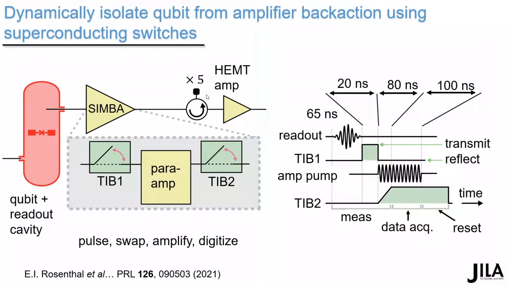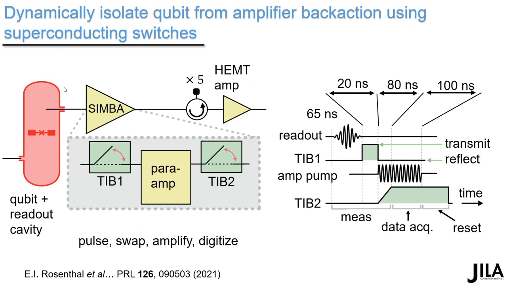To operate a SIMBA, as in standard dispersive readout, a pulse is sent into the qubit's readout cavity, where it acquires some phase shift dependent on the qubit state. Next, using the first TIB, we turn on the coupling between the readout cavity and parametric amplifier, swapping their states. In our demonstration, the parametric amplifier has previously been tuned on resonance with the readout cavity, allowing for the swap to be completed in just 20 nanoseconds.